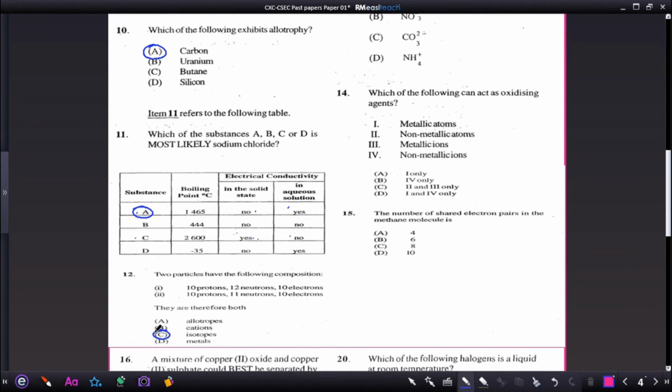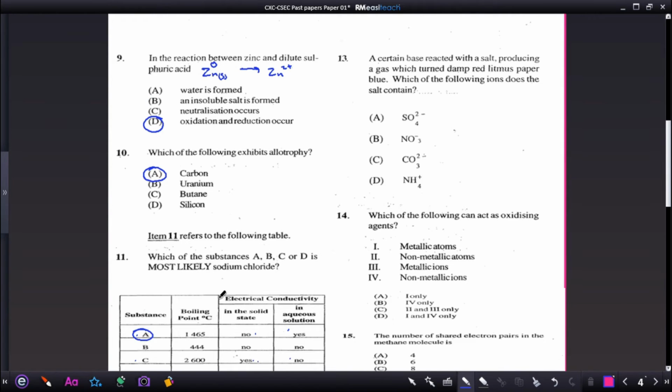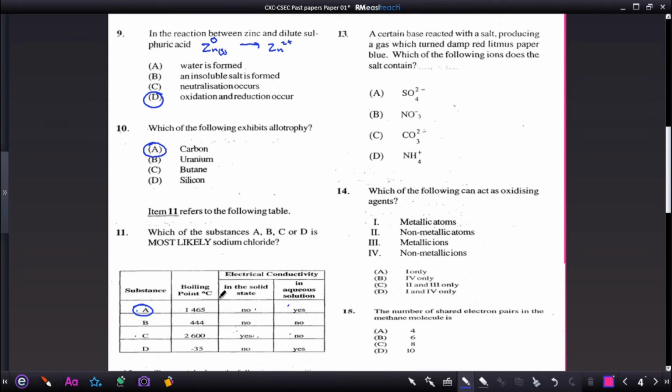Question 13. A certain base reacts with a salt, producing a gas which turned damp red litmus paper blue. Which of the following ions does the salt contain?